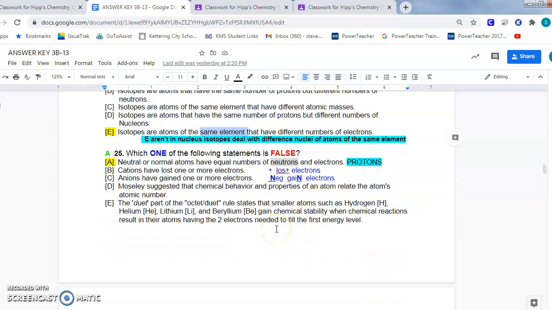Which one of the following statements is false? Neutral or normal atoms? Neutral or normal means they don't have a charge. If they don't have a charge, that means that the positive particles must be offset by the negatives. In other words, the number of protons is offset by the number of electrons. They have equal numbers of protons and electrons. Here it's saying they have equal numbers of neutrons and electrons. Letter A is false. Neutrons are neutral. They have nothing to do with determining whether an atom is neutral.